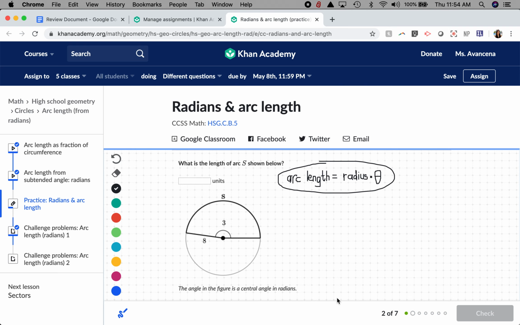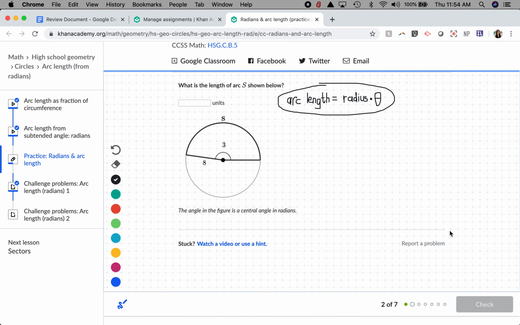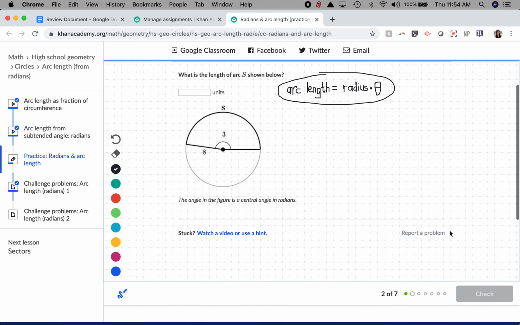This video is going to show you the answers to some of the problems on the exercise on Khan Academy with the title Radians and Arc Length. And this practice was assigned to you on week 3 of distance learning. Let's get started. First question is asking, what is the length of arc S shown below?